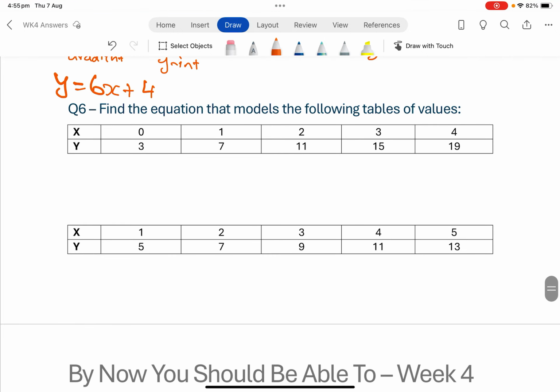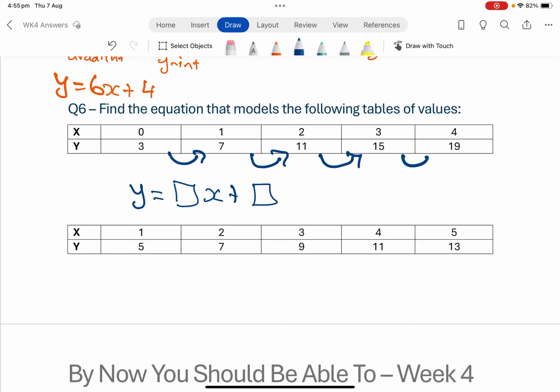Equation that models the following table of values. Guess what, guys? We are using the same thing because we're still building an equation. This time, though, to find my gradient, I'm looking at what I'm jumping up by each time to get to each number. Well, I can see each time I'm adding 4, right? And if each time I'm adding 4, then my gradient's going to be 4. So I'm going to have 4 there.